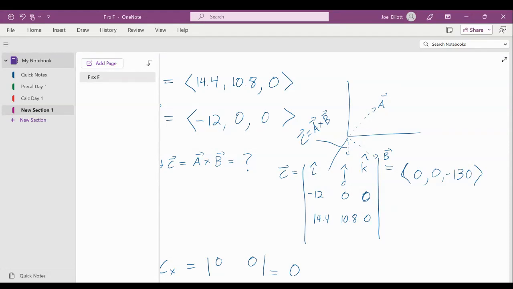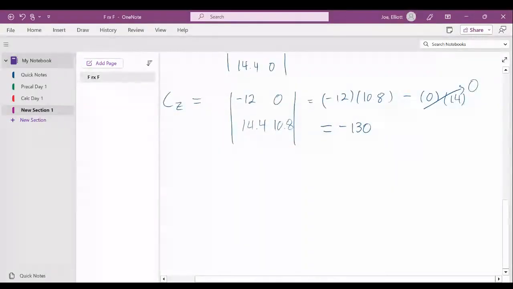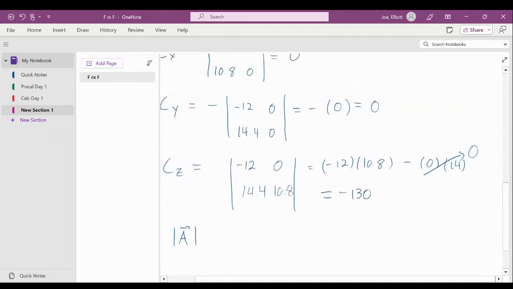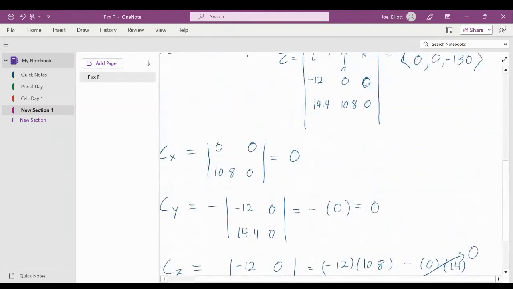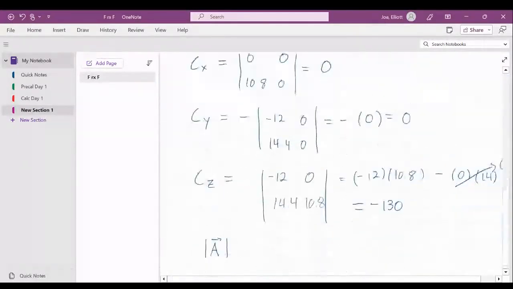And just to get in the habit of doing these things, I'm going to give you some other examples that help you get used to the mechanics of the mathematics with vectors. So I want you to find the magnitude of A. And again, A is equal to negative 12, well, get it, well.